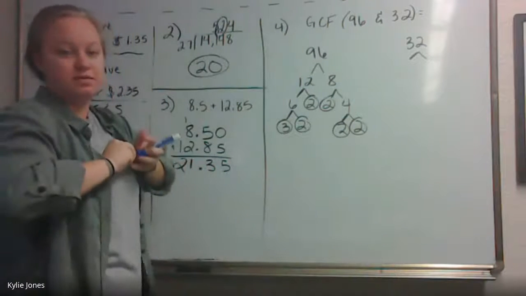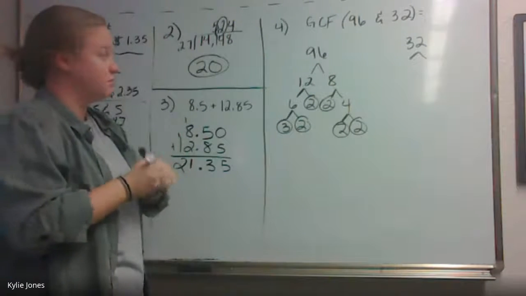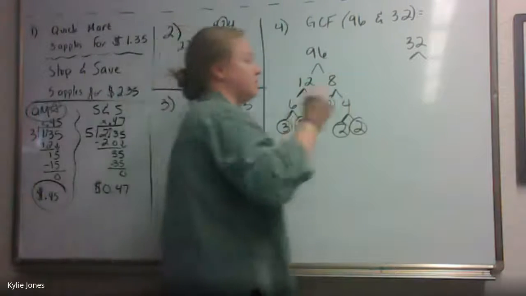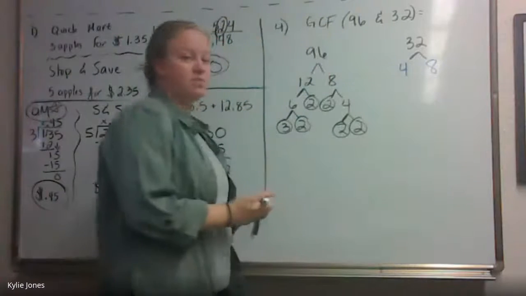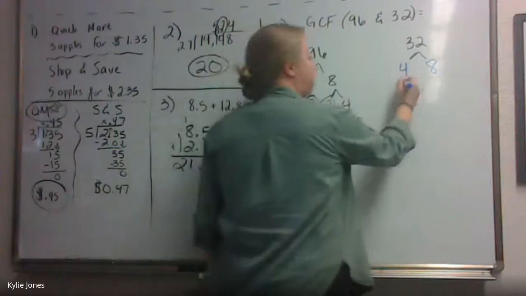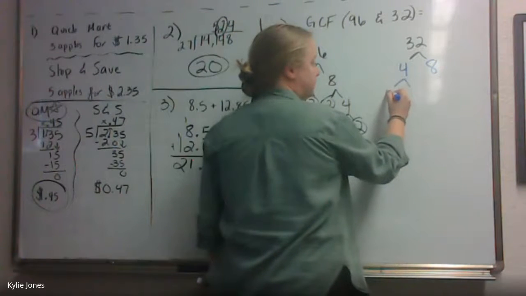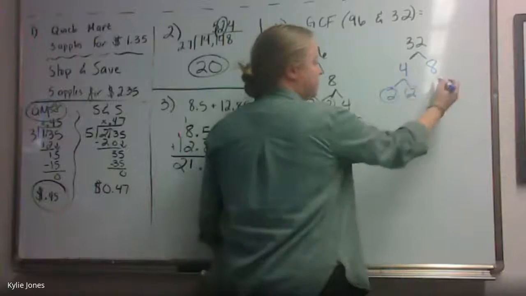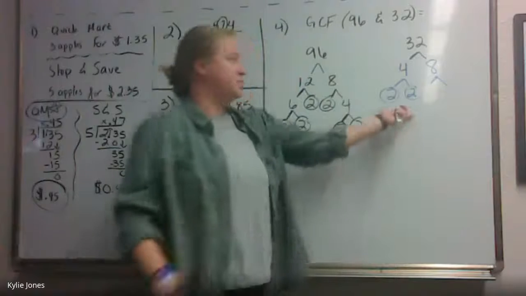What numbers multiply to 32? 4 times 8. And neither of those are prime, so we can't circle them. So now what numbers go into 4? 2 and 2. Good. Okay, we can circle those. Those are prime. What about 8?